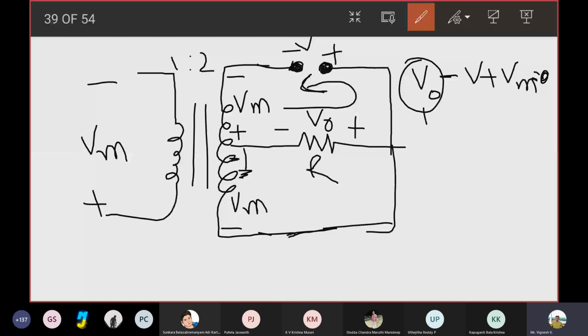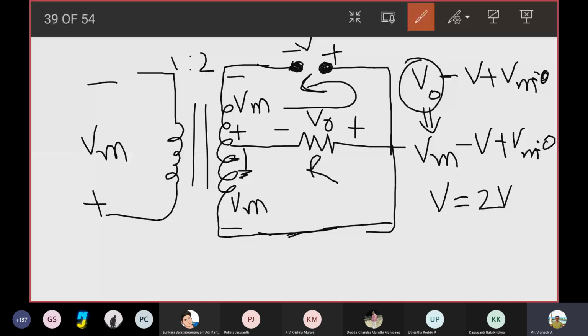So what is your voltage? The PIV equals 2 times Vm. So for a full wave rectifier, the maximum voltage which you are getting across the diode in the reverse direction is 2 Vm. For a full wave center tapped rectifier, you are going to get the peak inverse voltage as 2 times Vm.